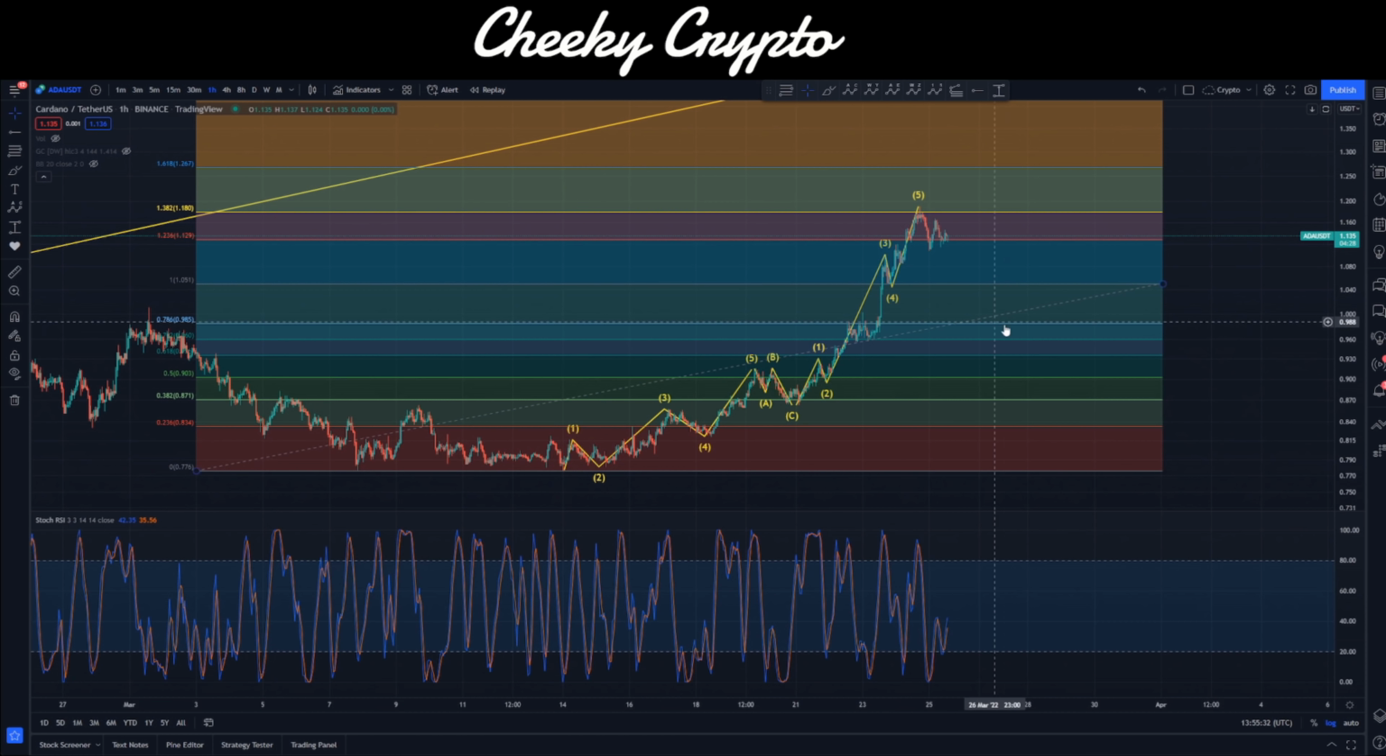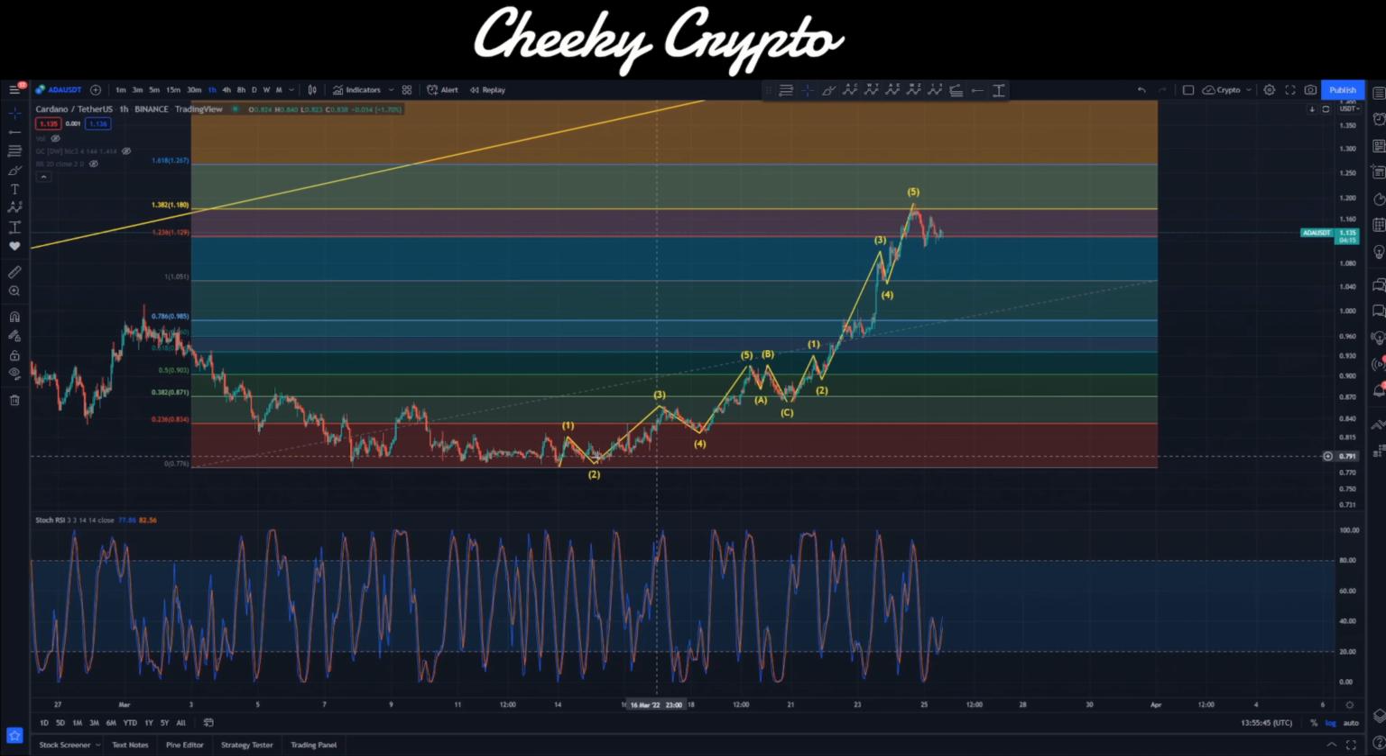Right, let's jump right down into Cardano here. So we are paired up with USDT. We are on the hourly chart. We're using Binance as our data source for this one. So if you wanted to replicate this, just hop onto TradingView, put all that data in, and you should be good to go. So essentially what we've got here is this kind of move to the upside.